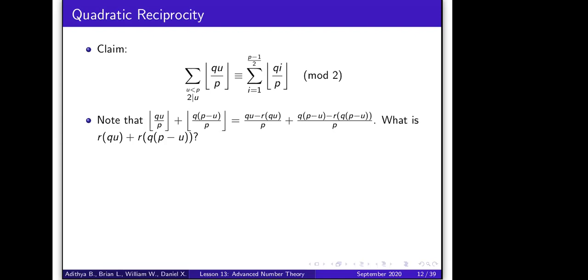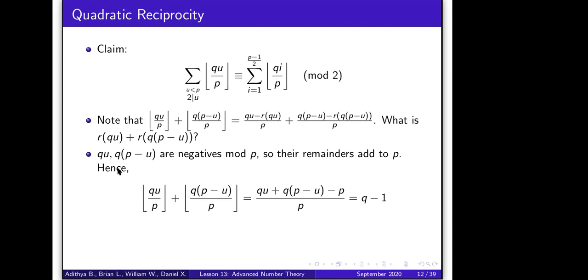Well, not exactly. Remember, the residue is always between 0 and P. So what we have here is R of QU plus R of Q times P minus U. Now we know that QU and Q times P minus U are negatives mod P. So the remainders have to add to P, since P divides neither of them, right? Since the remainders are positive and the sum of the remainders is between 0 and 2P and is divisible by P.